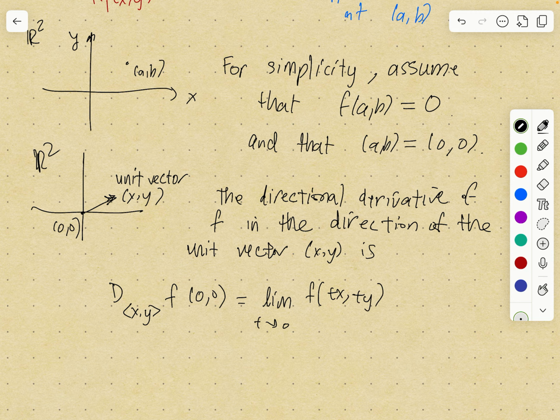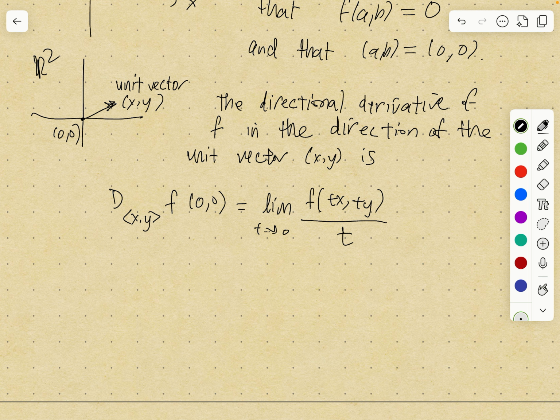That's your new input that you put into the function. And then minus f of a comma b. Well, in this case, a comma b is 0, 0. And we're assuming that f of 0, 0 is equal to 0. So you just get f of tx, ty divided by t. Okay.